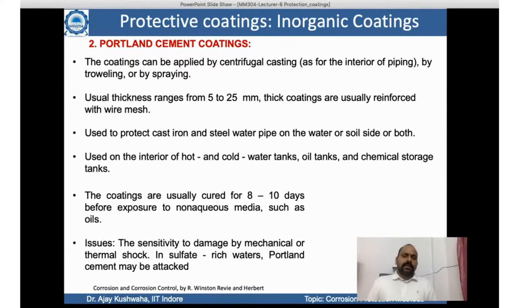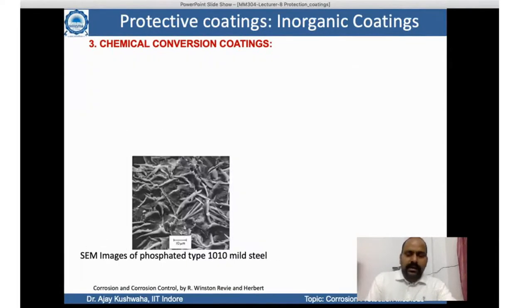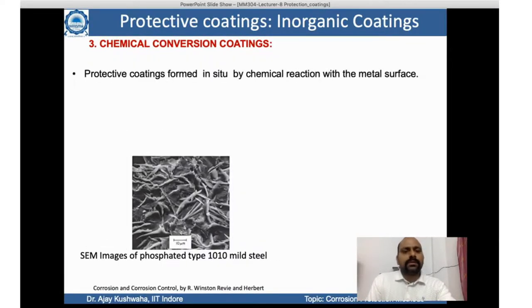As we do curing for normal cement or concrete structures, similarly this kind of curing is required before exposure to a non-aqueous medium such as oil or whatever medium is there. Here again the issue is sensitivity to damage by mechanical or thermal shock. In sulfate rich water, Portland cement may be attacked, or if a lot of sulfur content is there, then also this kind of coating may not be very suitable. Now the third one is the chemical conversion coating. So a protective coating formed in situ by chemical reaction.